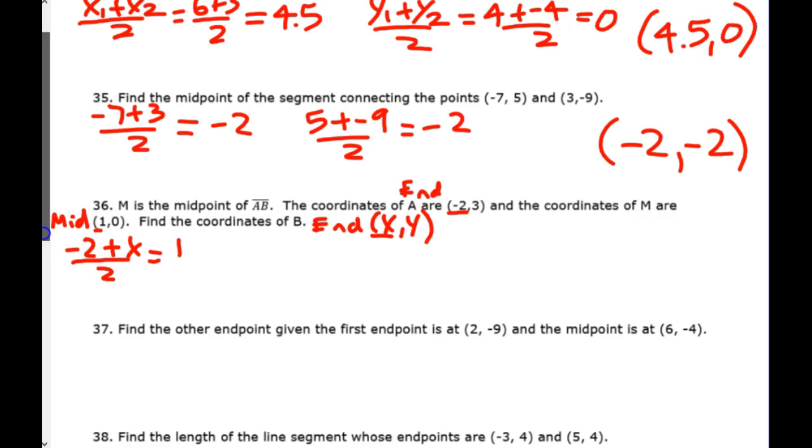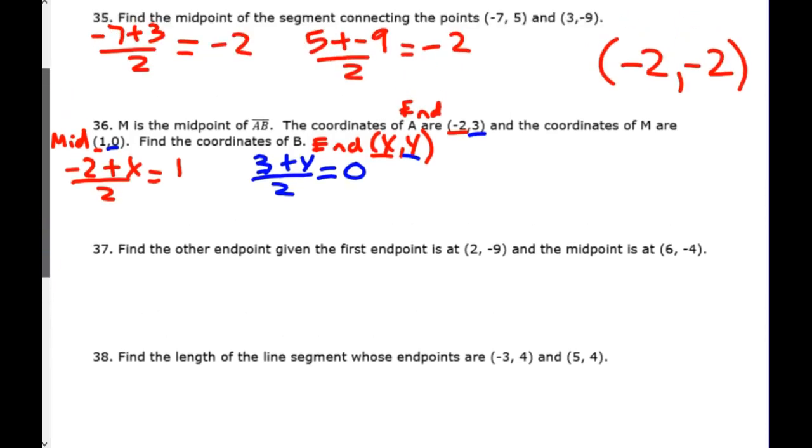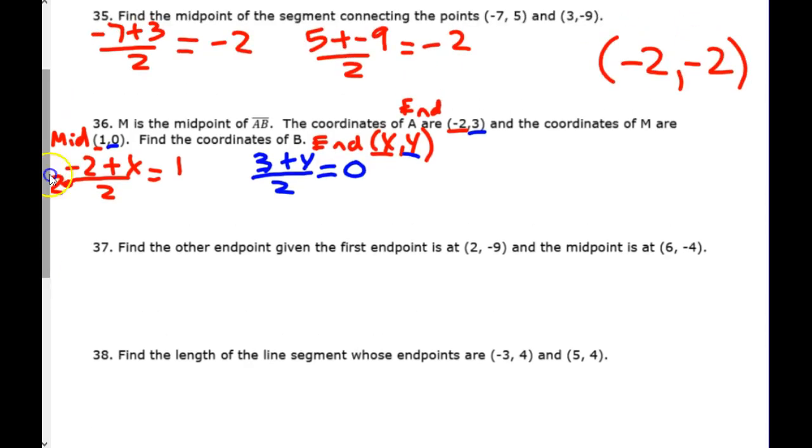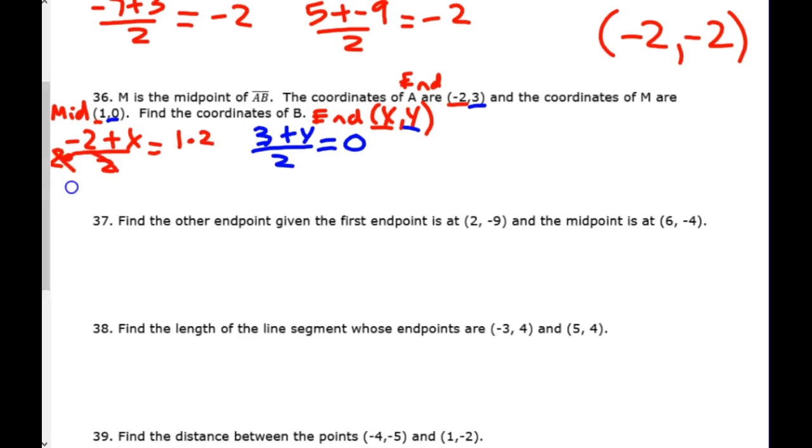Same thing for the Y's. So we do endpoint plus the endpoint, three plus Y over 2 equals the midpoint Y, which is 0. So again, you got to solve these. Times 2 cancels those out. Times 2. So we have negative 2 plus x equals 1 times 2 is 2. Add 2, add 2, and x equals 4.